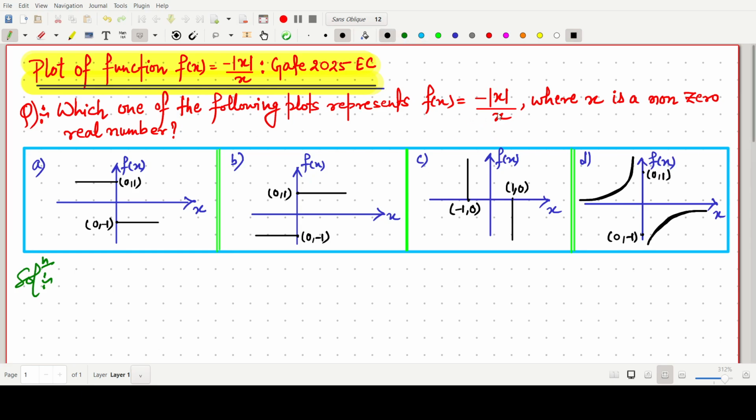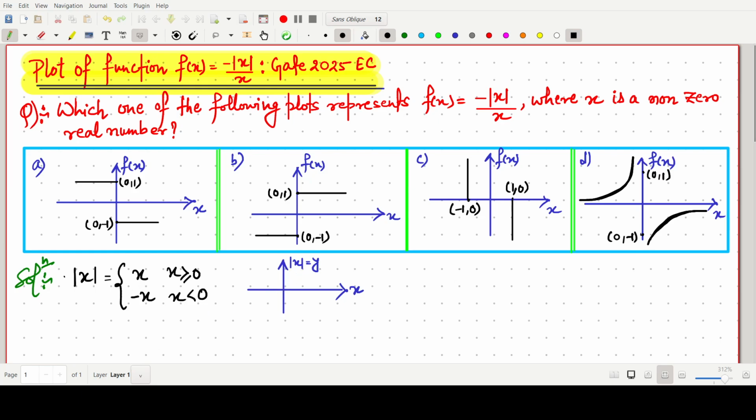Here this one is our mod x. First I want to give you a brief about mod x. The mod x is either x or minus x, for x greater than or equal to 0 and x less than 0 respectively. This one is the fundamental. And if we plot mod x, sometimes we can write y equals mod x, against x.